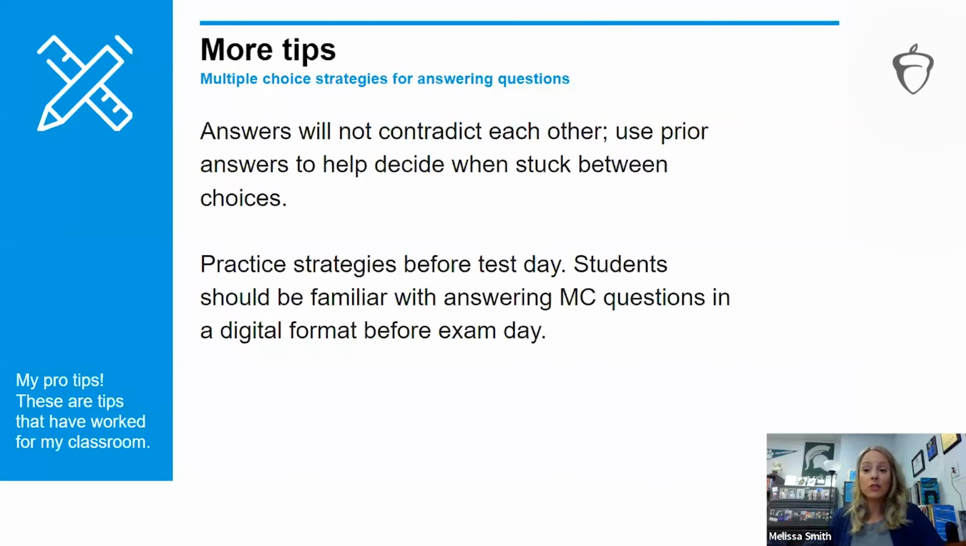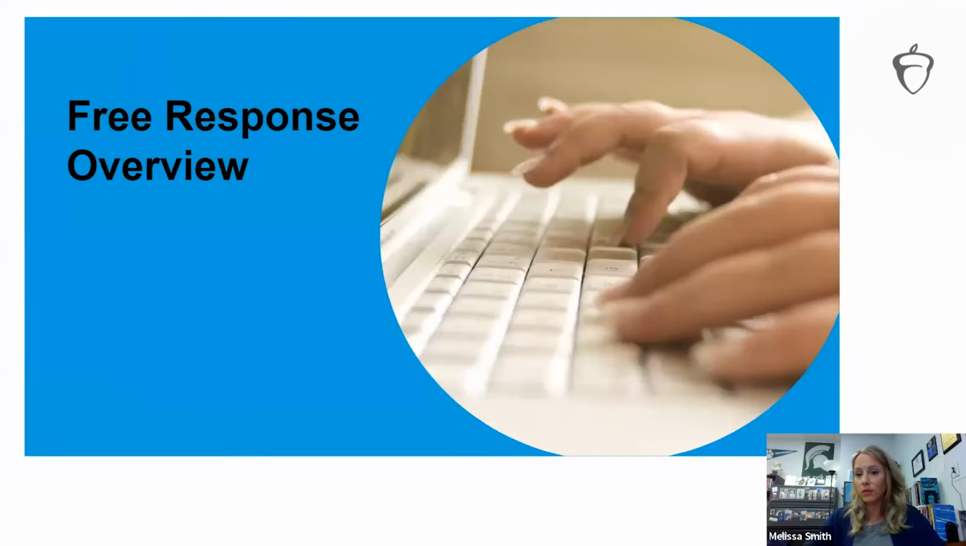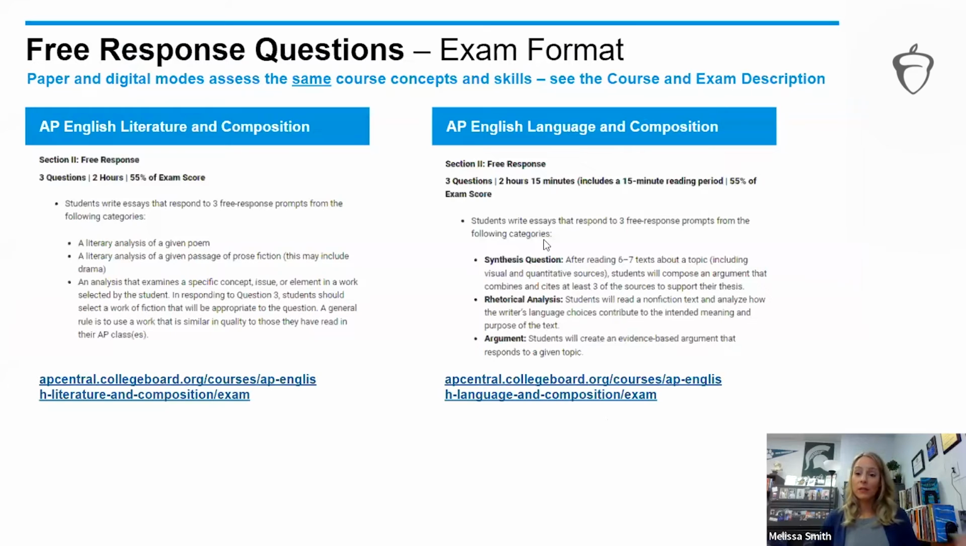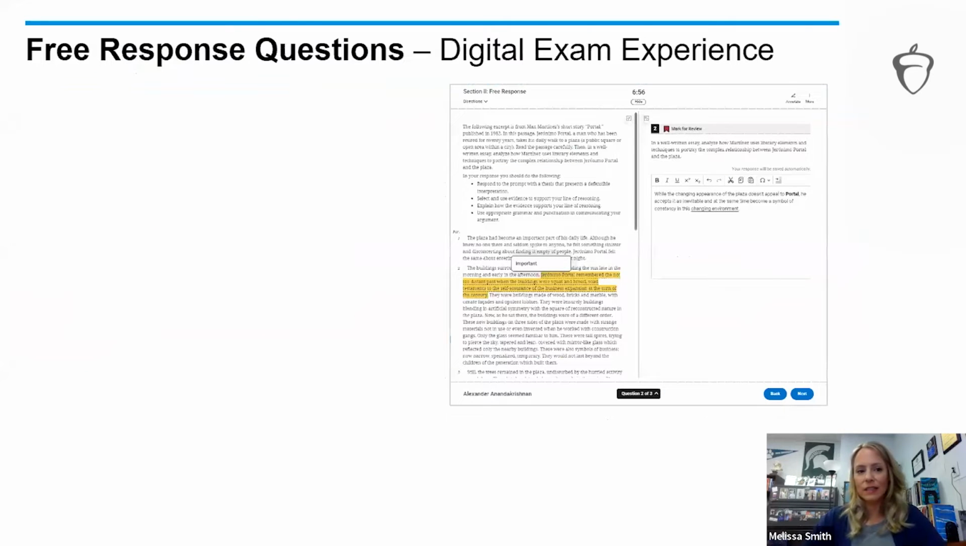And of course, we want to make sure we're practicing multiple choice throughout the year in low stakes ways, so we get our students comfortable and confident with answering multiple choice questions. So I'm going to move on to the free response questions, or the written portion of the exam. For the AP English exams, they get 2 hours, plus 15 minutes for Lang for the reading time to go through all the materials and sources for the synthesis essay. No reading time on Lit, but 2 hours to write all their essays.